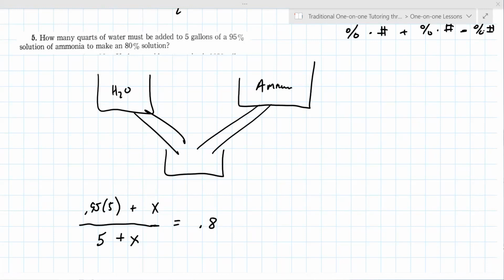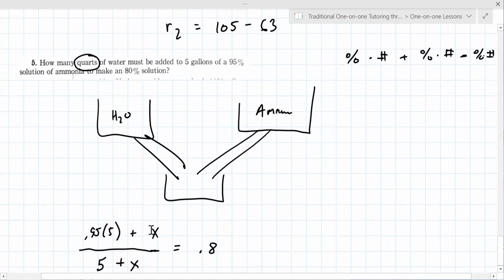Oh, you know what? It's quarts of water. That's why this wasn't working. How many quarts are in a gallon? 4. That's 4, 8, 12, 16, 20 quarts. So maybe what I had was right here, because it's x divided by 4 and x divided by 4. Let me do a quick search. Let me see if that actually changes the answer. It should.